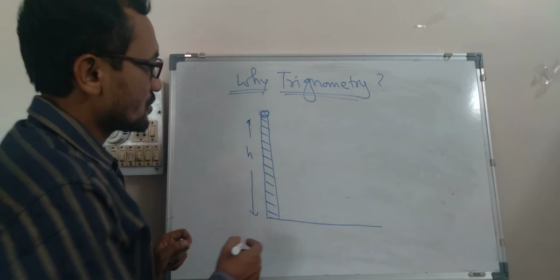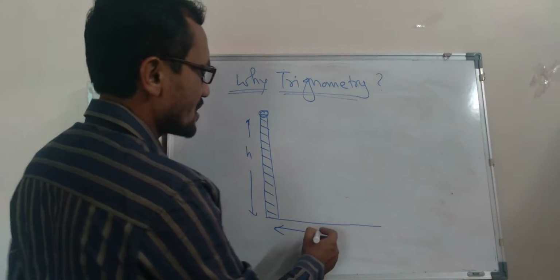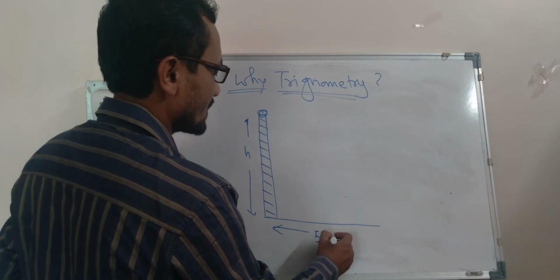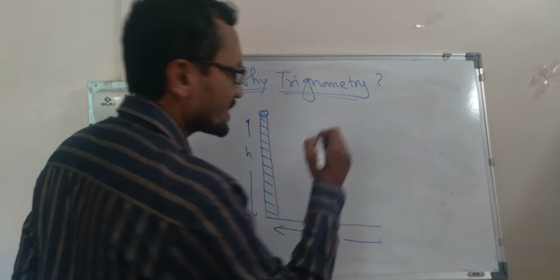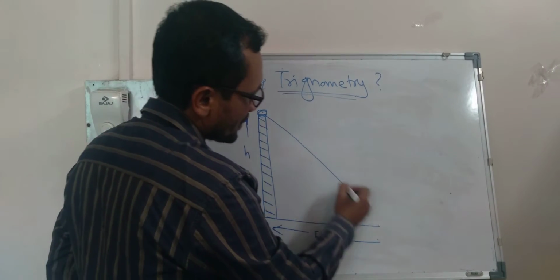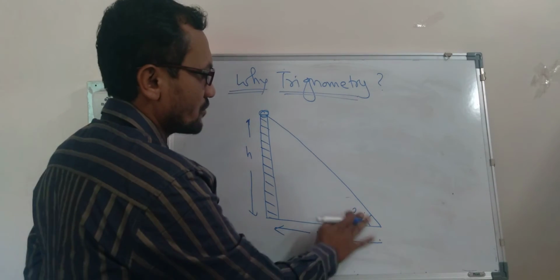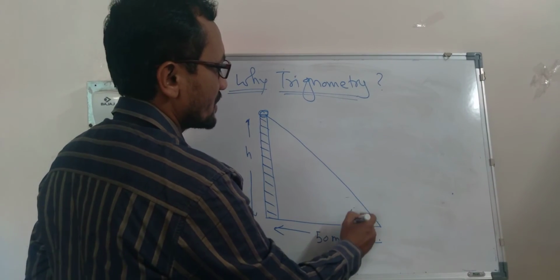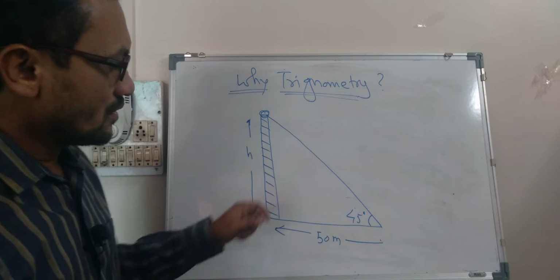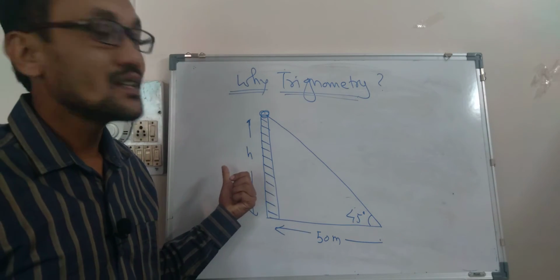So how? Just take some horizontal distance. We can easily find the horizontal distance. Suppose it is 50 meter. We will take this distance, and by using some instrument we have the inclination angle also. Suppose we have an angle of 30 degree or 45 degree. So we have inclination angle 45 degree. If you know these two things, then we can easily find out the height of this pole.